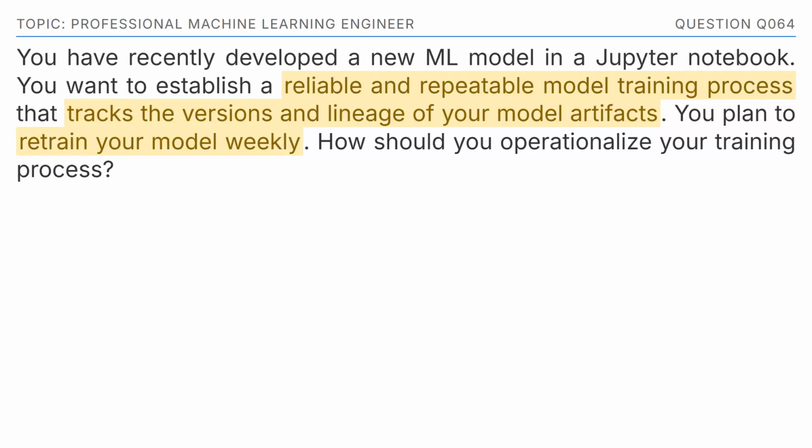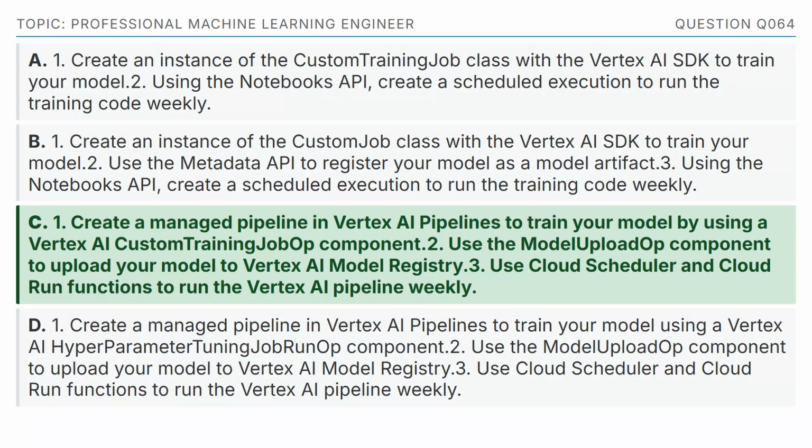To arrive at the correct answer, we focus on the keywords, reliable and repeatable model training process, tracks the versions and lineage of your model artifacts. Retrain your model weekly. The correct answer is option C. 1. Create a managed pipeline in Vertex AI pipelines to train your model by using a Vertex AI custom training job op component. 2. Use the model upload op component to upload your model to Vertex AI model registry. 3. Use Cloud Scheduler and Cloud Run functions to run the Vertex AI pipeline weekly.